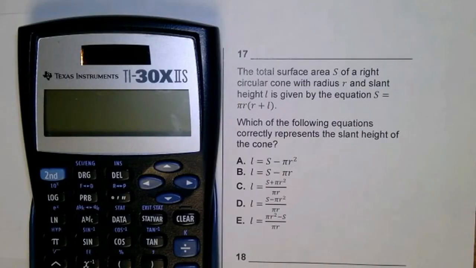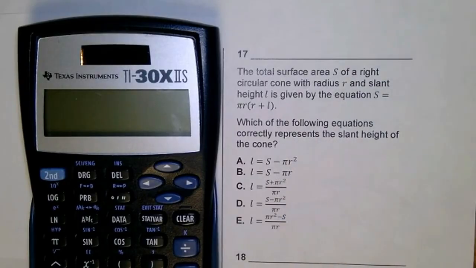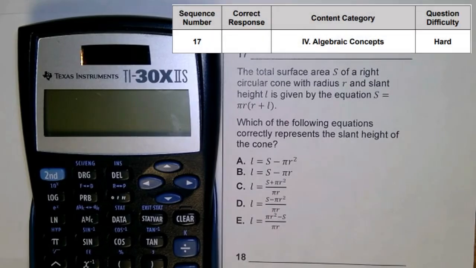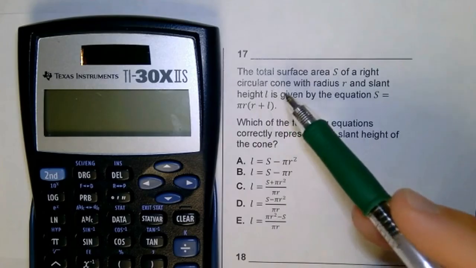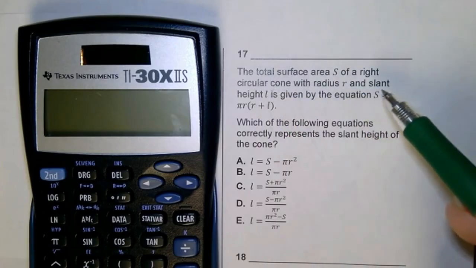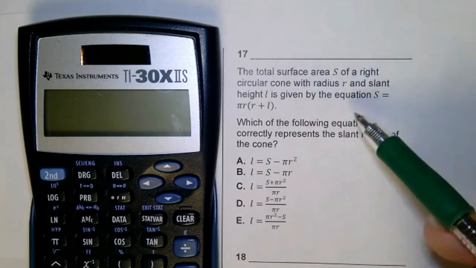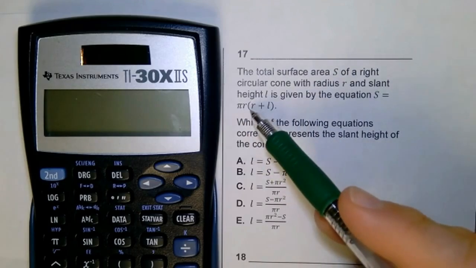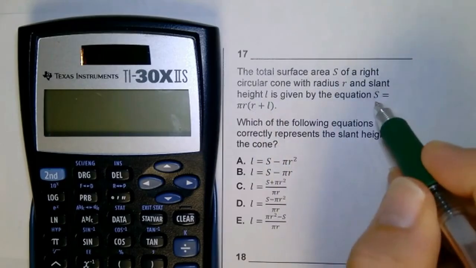Question 17 is a lot of words and a lot of letters, but ultimately they would call this a literal equation. And according to the HiSet, again, they're thinking this is a hard question. So as we look at this question, let's read. The total surface area S of a right circular cone with a radius of r and a slant height of L is given by the equation S equals pi r (r plus L). That is a lot. But thankfully, they're giving us the equation.